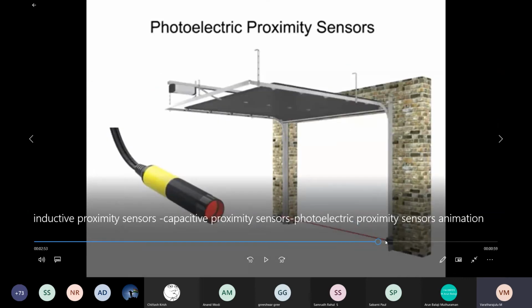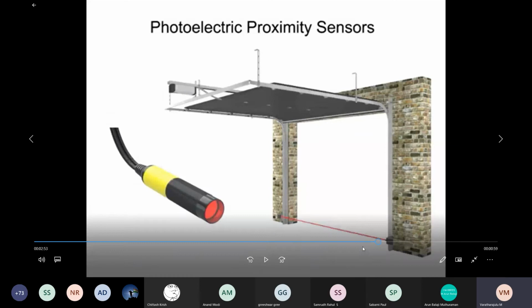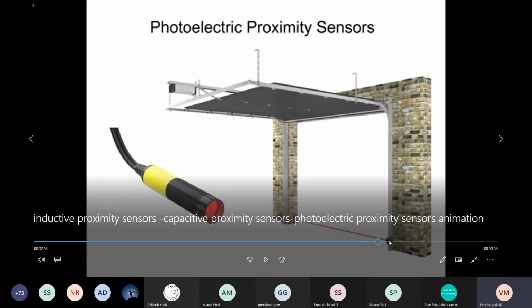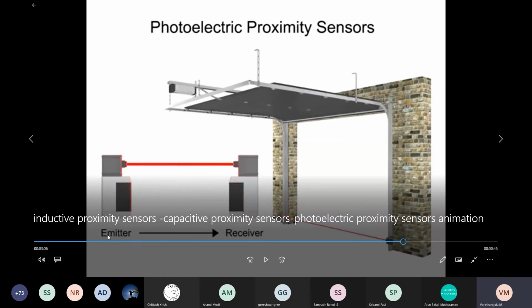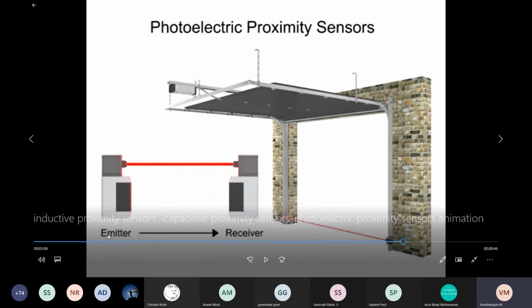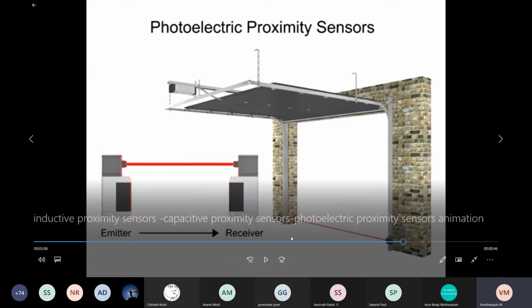And this is what the photoelectric proximity sensors are. The photoelectric proximity sensors have a very wide range of 1 mm to 25 meters or more. Even for a longer range, we need to prefer the photoelectric proximity sensors. And here, see, we have the proximity sensors. When an object is approaching here, the emitter emits the signals, and that is received by a receiver.